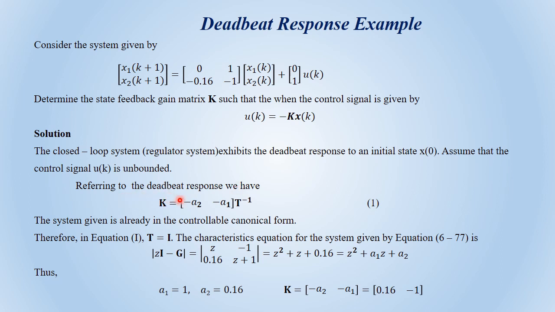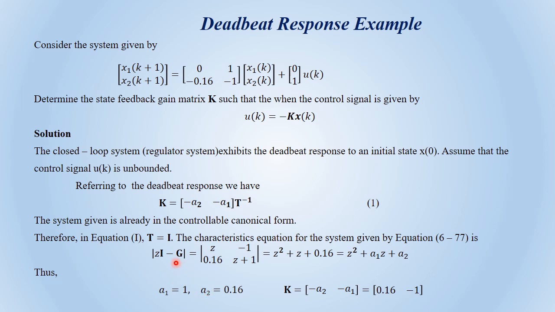If we refer back, then we get K is equal to minus a2 minus a1 T to the power minus 1, as alpha 1 and alpha 2 are 0. We are using the transformation matrix T equal to I in this case, because it is in controllable canonical form, of the form 0 1 minus 0.16 minus 1. The characteristic equation, zI minus G, comes out to be z square plus z plus 0.16, and we equate it to z square plus a1 z plus a2 to get the values of a1 and a2.